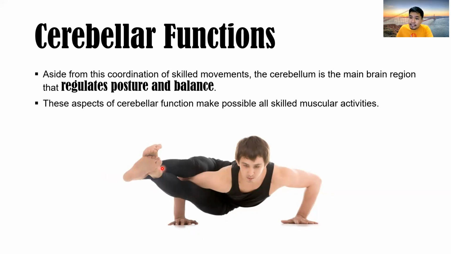So aside from this coordination of skilled movements, the cerebellum is the main brain region that regulates posture and balance. Okay? Posture and balance. You cannot do this when your cerebellum is not functioning well. So if there is a problem with the cerebellum, let's say due to a trauma to the back part of the head, maybe from a vehicular accident or due to a fall, okay? These aspects of cerebellar function make possible all skilled muscular activities like balance or gymnastics.